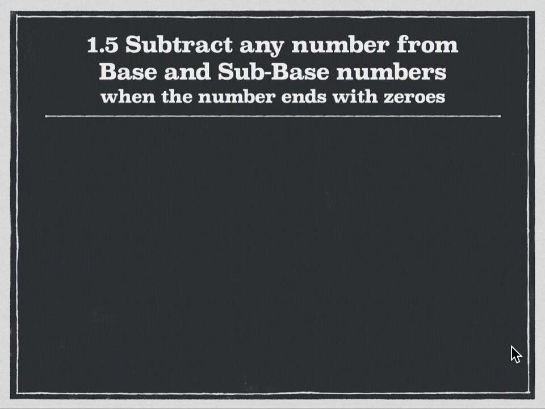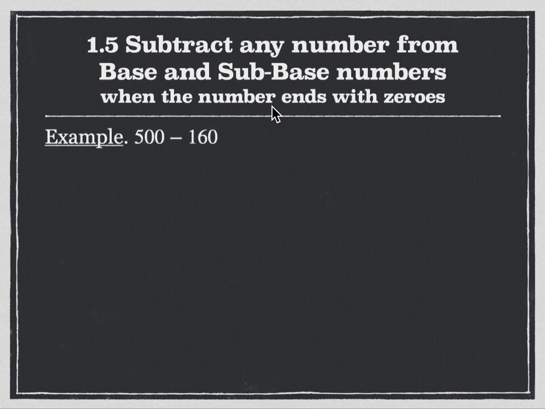We're now on 1.5, and in this segment our topic is about subtracting any number from base and subbase numbers when the number ends with zero. Specifically, the number that I mean here is the minuend. Let's see some examples on how that happens.